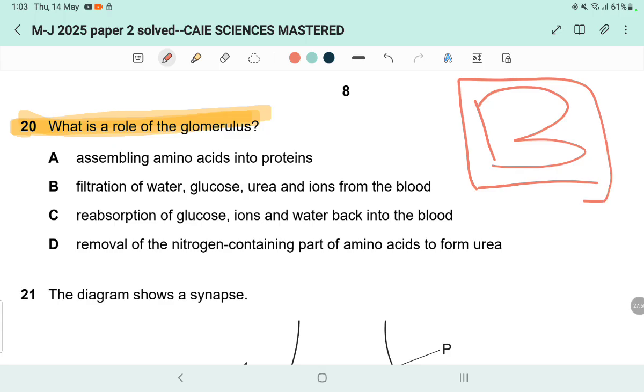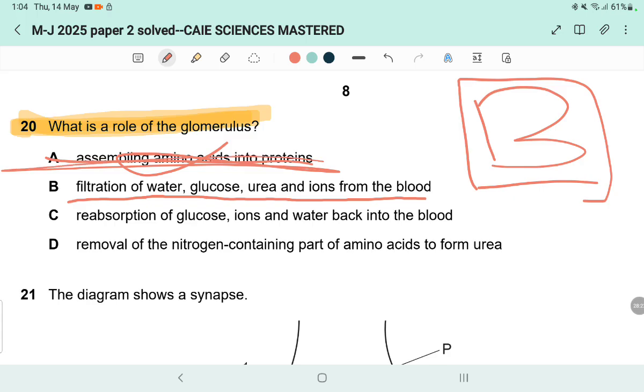The glomerulus is used for filtration of water, glucose, urea, and ions from the blood. Well, let me ask you a question. Assembling amino acids into a protein is an anabolic reaction, which does not have any relation with the glomerulus. You will tell me, but it's in the blood. Okay, it's in the blood, being transported but not being involved in a reaction. So basically A is totally wrong. D, removal of nitrogen containing parts? No, that is deamination, and deamination does not occur in the glomerulus, it does not occur in the kidneys.